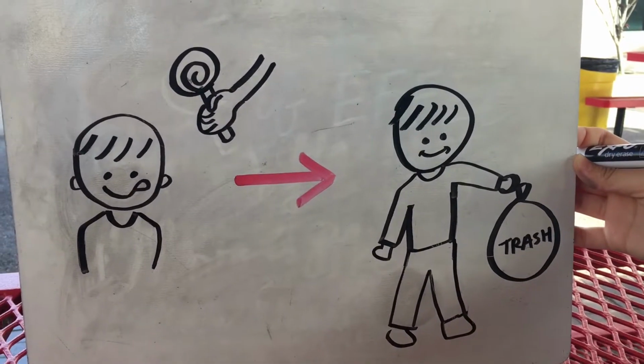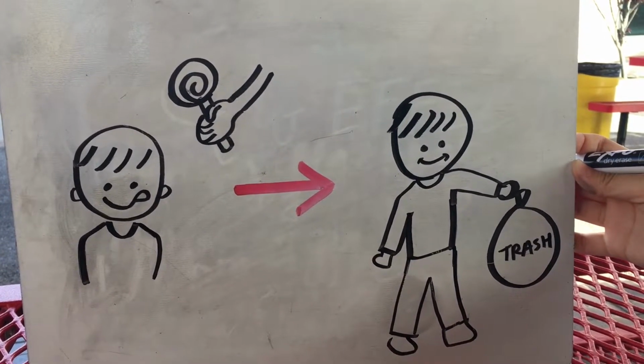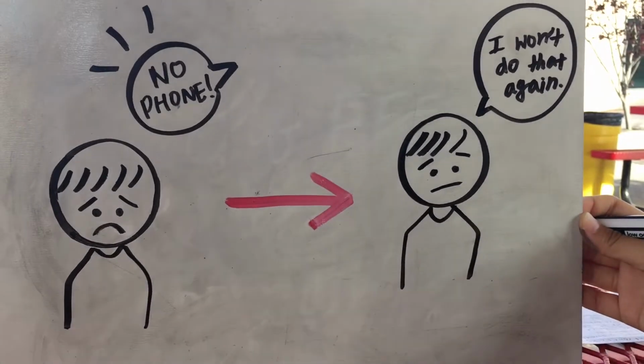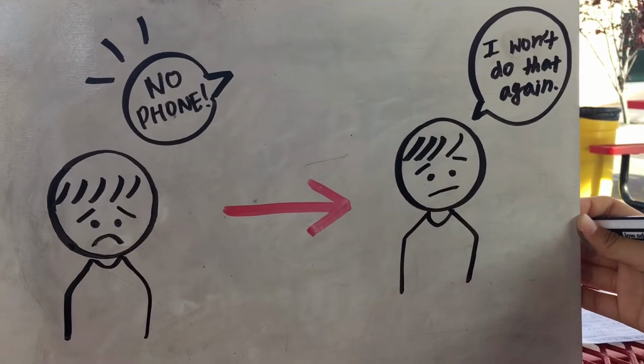For example, if a boy is rewarded for taking out the trash, he is more likely to do it again. On the other hand, if a boy is punished for doing bad behavior, he will be less likely to do that behavior again.